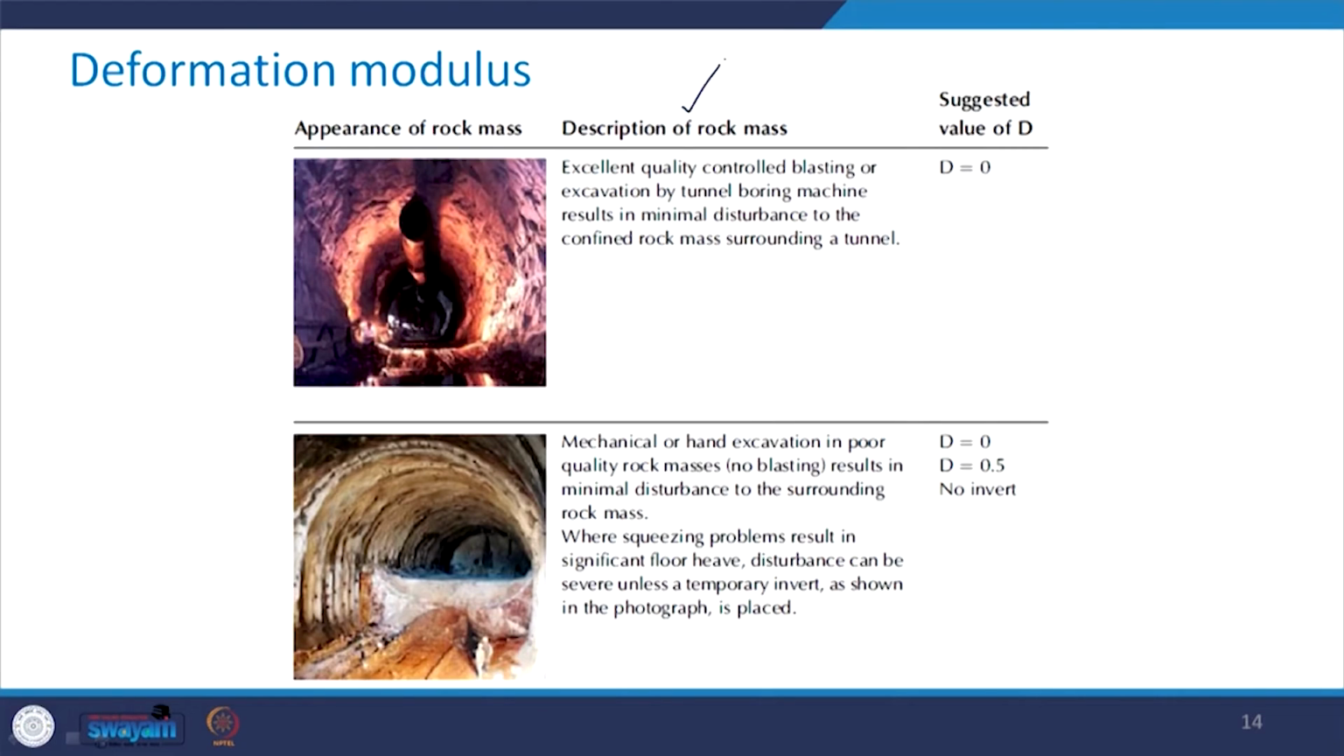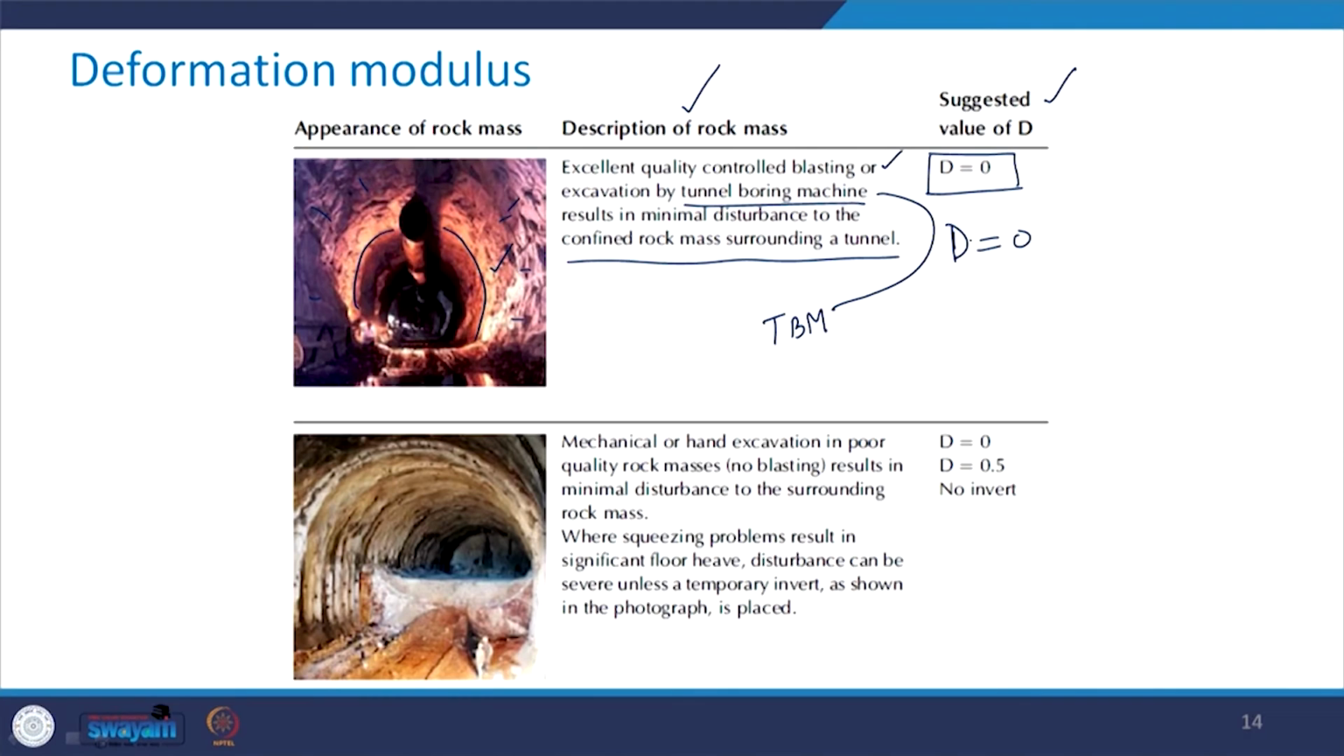The second one describes the rock mass, and the third one gives you the value of D. So here, as the picture looks like, this corresponds to excellent quality controlled blasting or excavation by tunnel boring machine. This in short we call as TBM as well. This results in the minimum disturbance to the confining rock mass surrounding a tunnel. So if this is the tunnel, whatever is the surrounding rock mass, it is least disturbed because of the process of excavation, and therefore the suggested value of D is taken to be equal to 0, that is D is equal to 0 in this case.